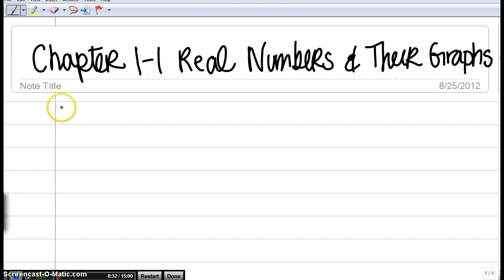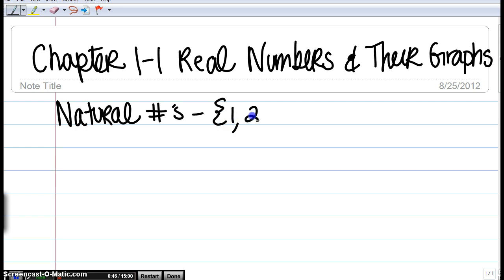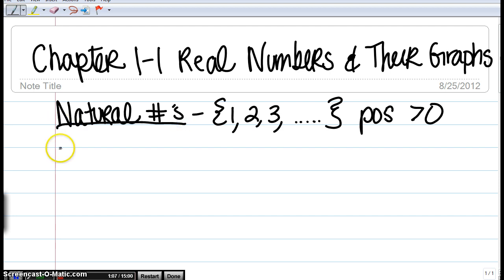I'm going to give you the definition of natural numbers. They can be 1, 2, 3 to infinity. So anything that is positive and greater than 0. So it can't include 0. So 1 all the way to infinity. Those are natural numbers.